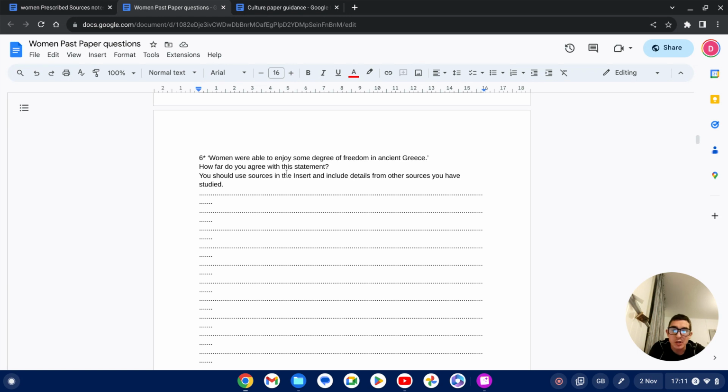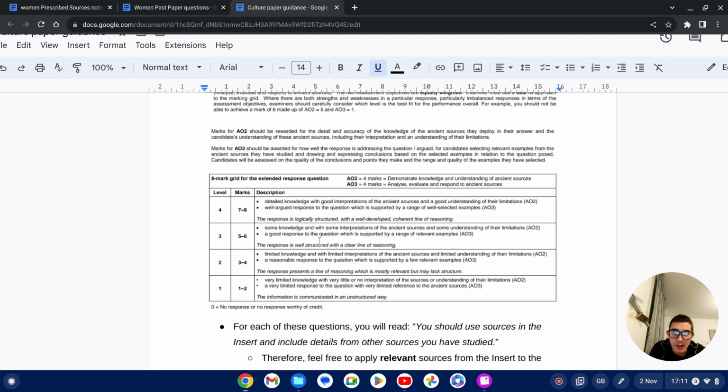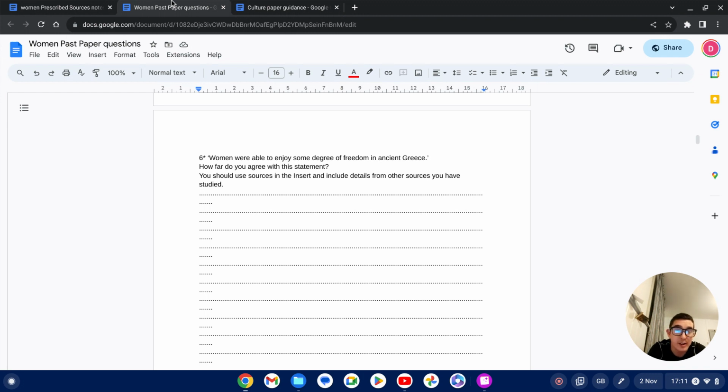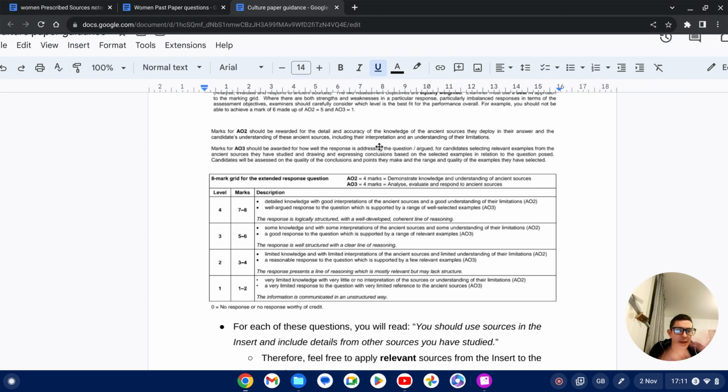Women were able to enjoy some degree of freedom in ancient Greece. How far do you agree with this statement? So for your AO3, you need to come up with a well-argued response to this, which has a range of points. And you might, for example, in that one, want to say, well, Athenian women had this. They didn't have particular... What was the question again? Freedom. But Spartan women had this, and they had more freedom. Then you've got to pick relevant points to support your argument for both sides, okay?